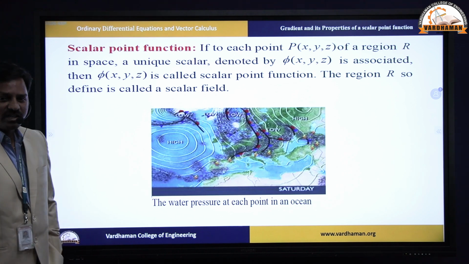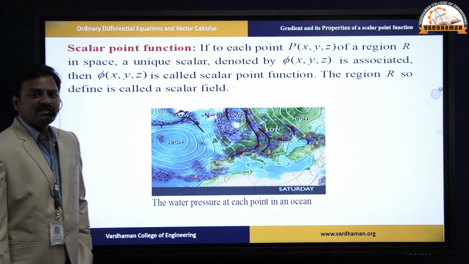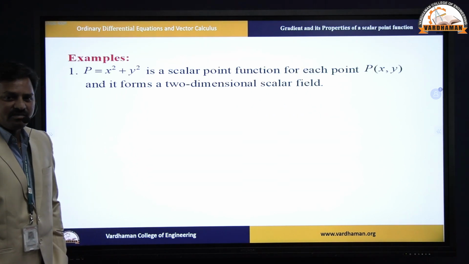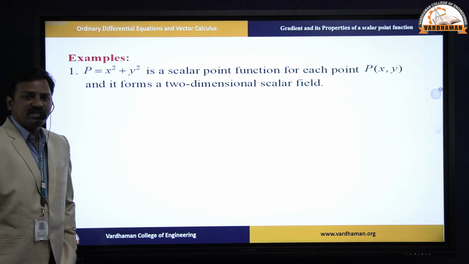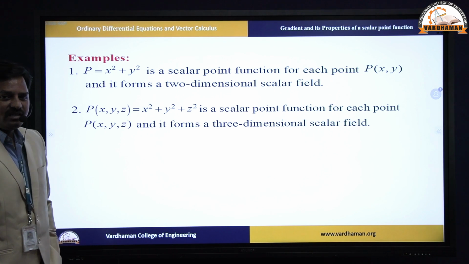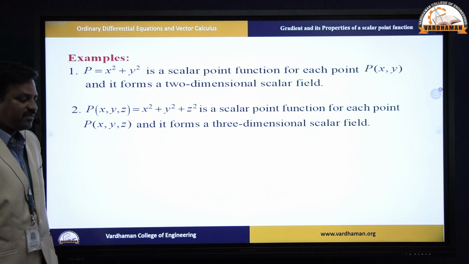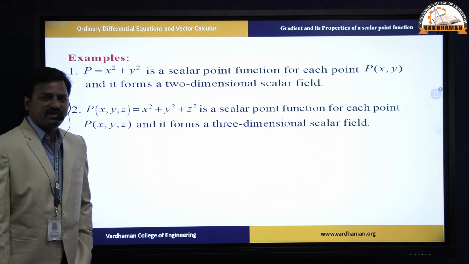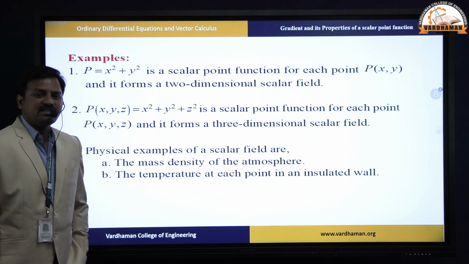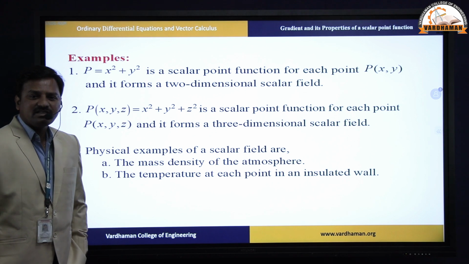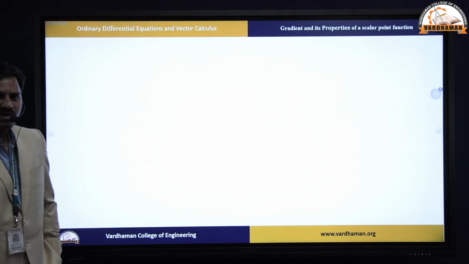For example, water pressure. Pressure has only magnitude and no direction. So that's why pressure is a scalar point function. Another example, P equal to x square plus y square is a scalar point function of a two-dimensional scalar field. And P of x, y, z equal to x square plus y square plus z square is a three-dimensional scalar field for each point P of x, y, z. And physical examples are the mass density and the temperature, which are scalar point functions because they have only magnitude and no direction.